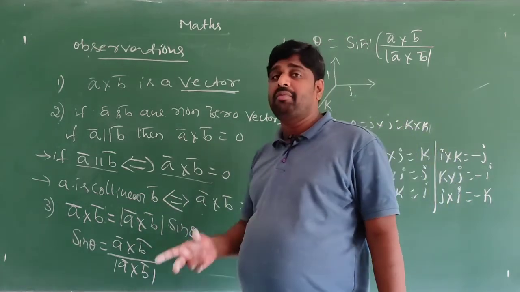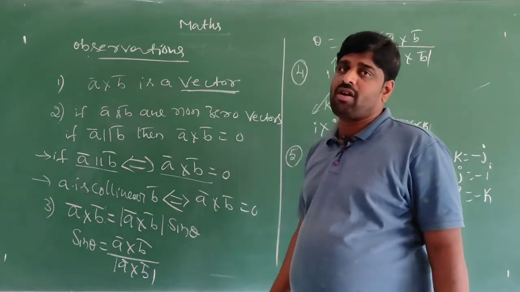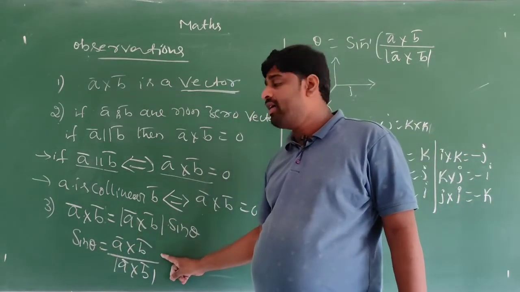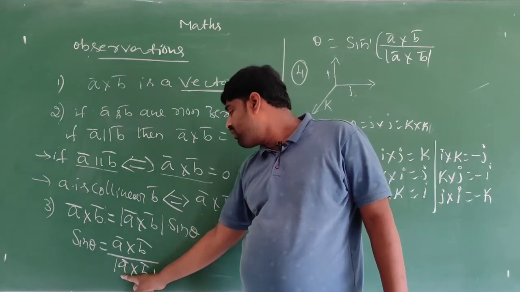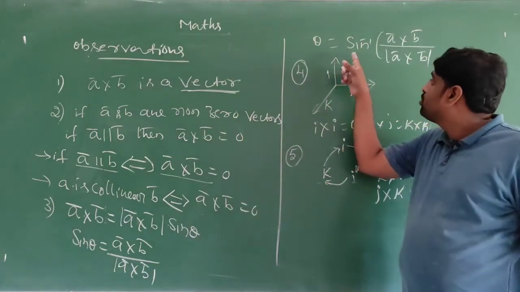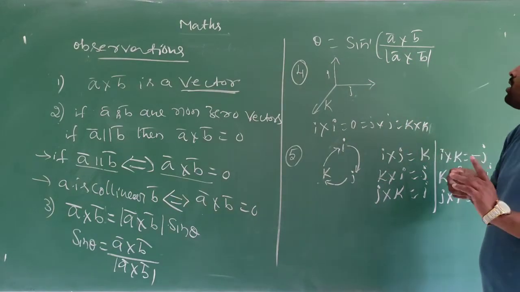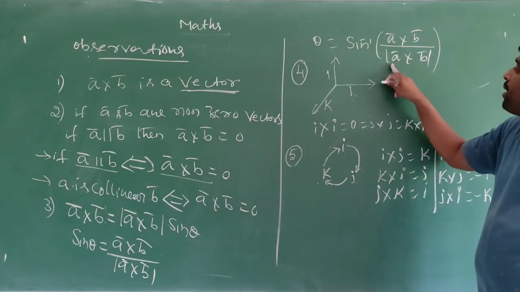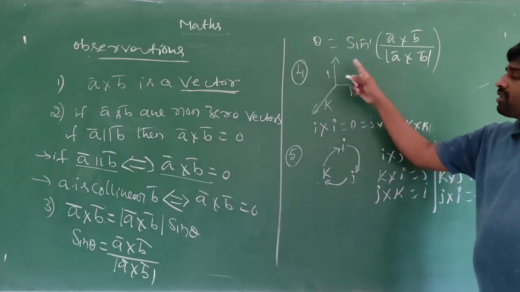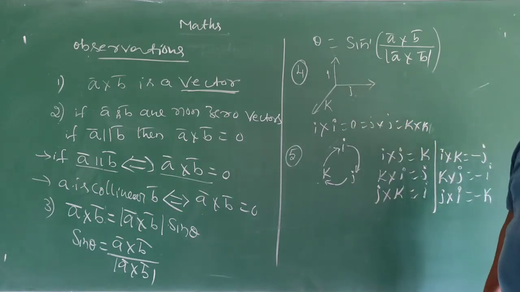Next, the angle between two vectors in a cross product: sin theta equals the magnitude of A bar cross B bar divided by the product of their magnitudes. So theta equals sin inverse of that quantity. I, J, K are the components along the different axes.